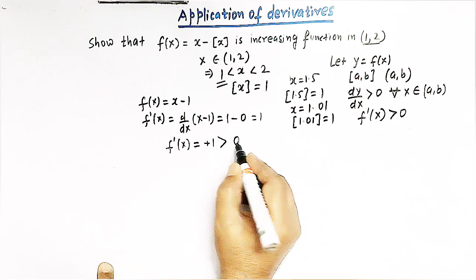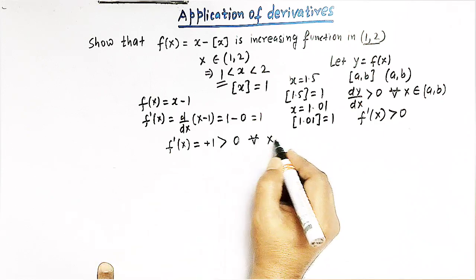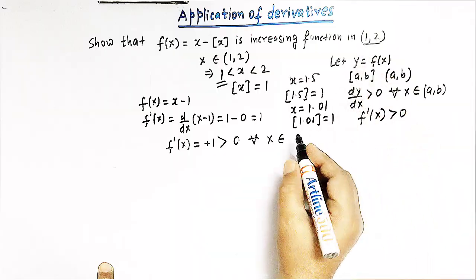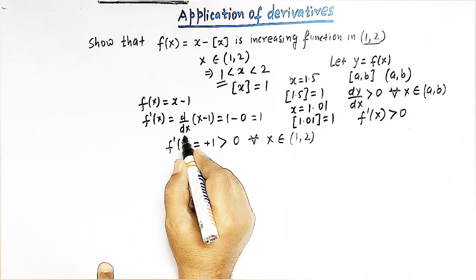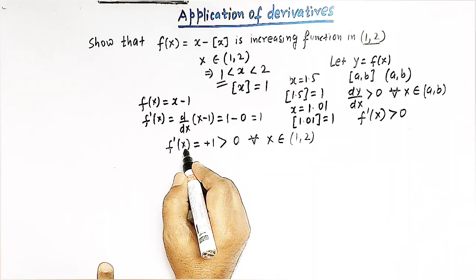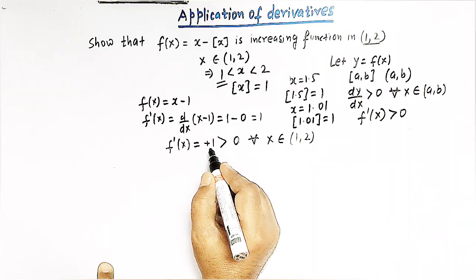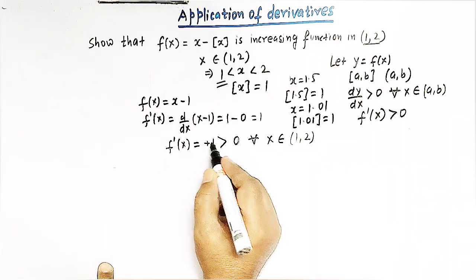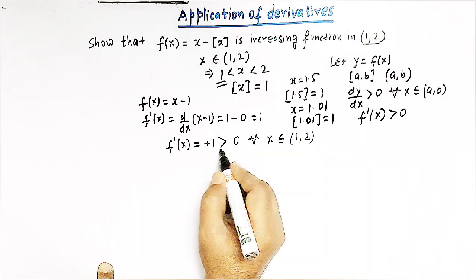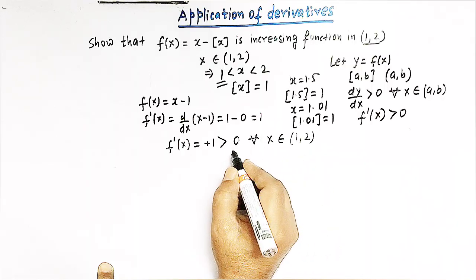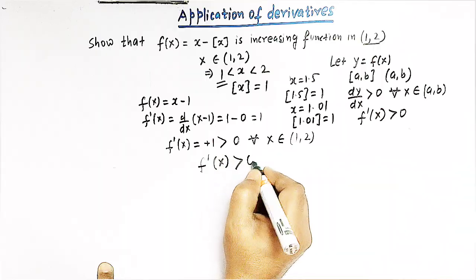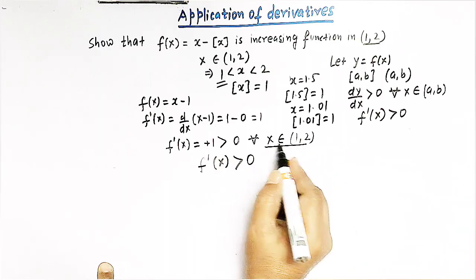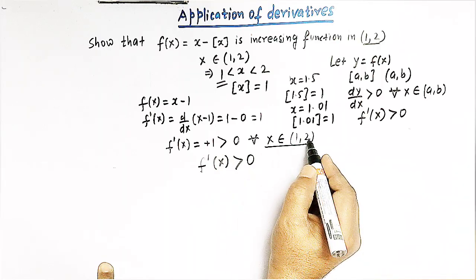greater than 0 for all x belonging to this interval, that is 1 comma 2, right? So our derivative, that is f prime of x, is equal to plus 1, that is it is a positive quantity, so plus 1 is always going to be greater than 0. So f prime of x is greater than 0 for all x belonging to 1 comma 2.